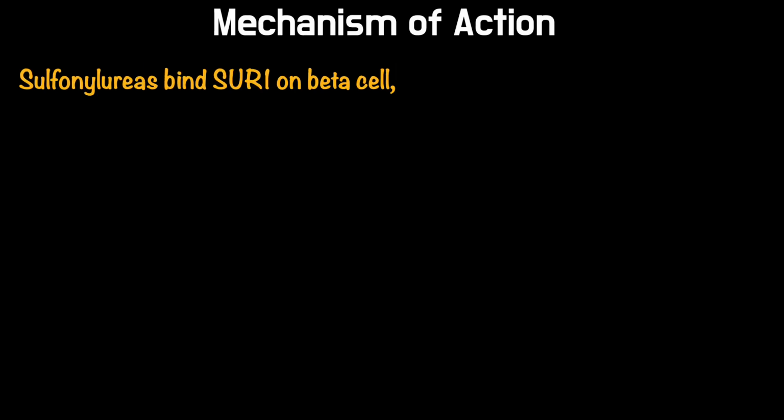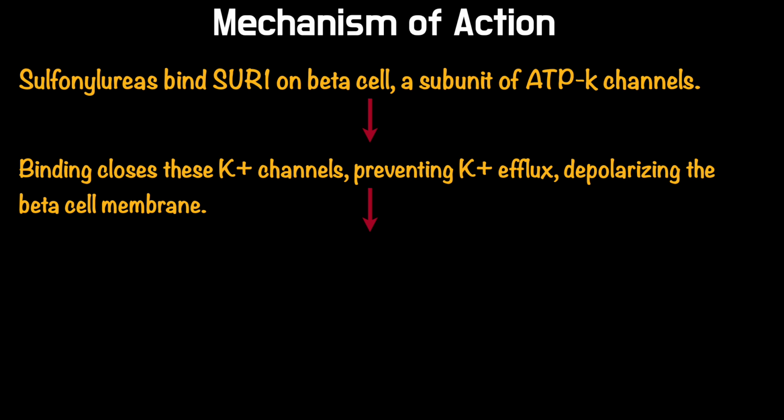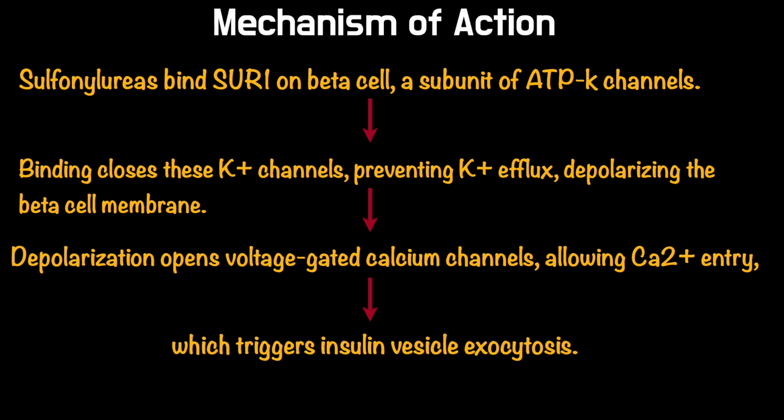The mechanism of action is that sulfonylureas bind SUR1, that is sulfonylurea receptor 1, on the beta cell membrane, a subunit of the potassium-sensitive ATP channels, and then that will close the potassium channels, preventing potassium efflux. That will lead to the depolarization of the beta cell membrane, right? And this depolarization opens voltage-gated calcium channels, allowing calcium entry into the beta cell, and this will trigger insulin release by calcium-mediated exocytosis.